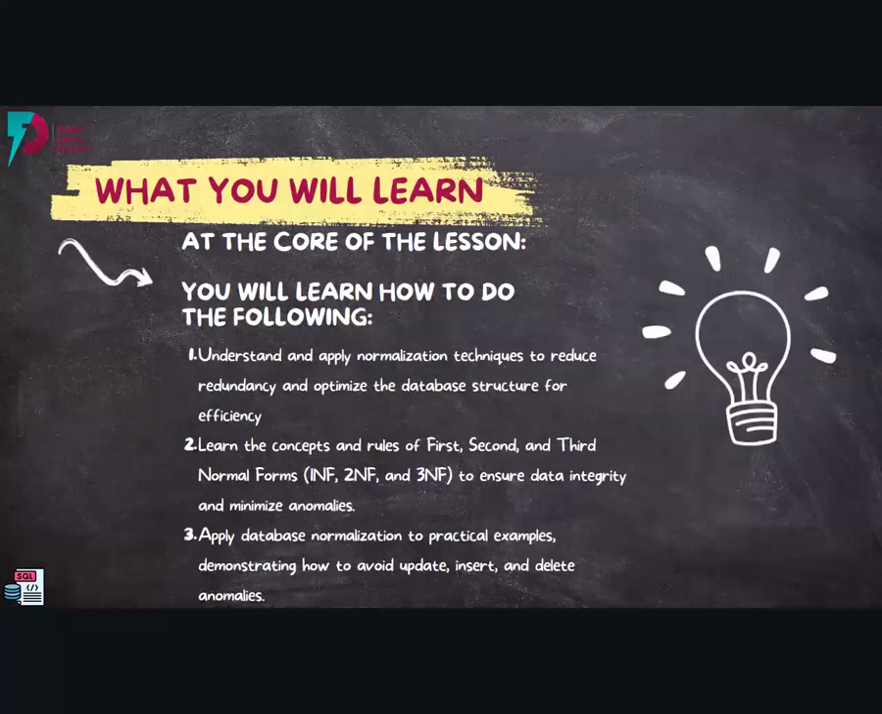Now, at the core of this lesson, you're going to learn the following. Number one, you're going to understand and apply normalization techniques to reduce redundancy and optimize the database structure for efficiency. Number two, we're going to learn the concept and rules of the first, second, and third normal forms to ensure data integrity and minimize anomalies. Finally, we're going to apply database normalization to a practical example, demonstrating how to avoid update, insert, and delete anomalies. Great. So first things first, let's start by learning what exactly is normalization.